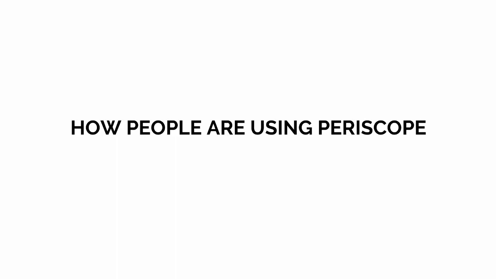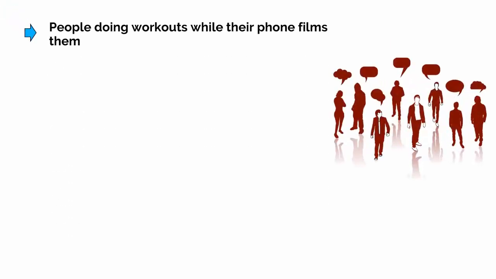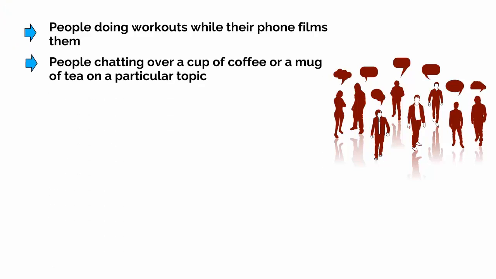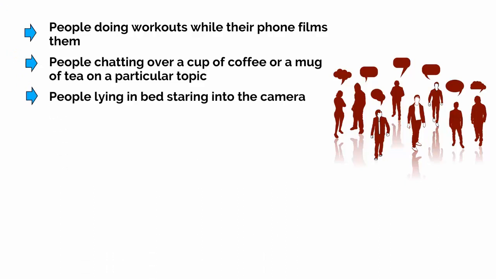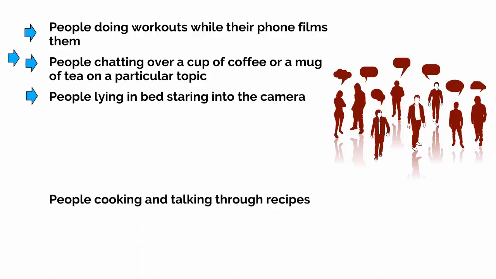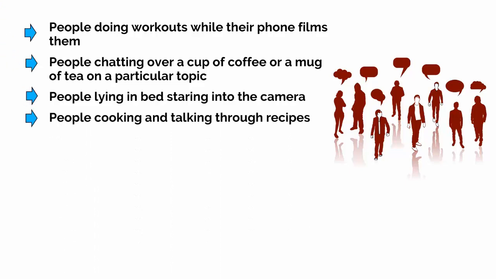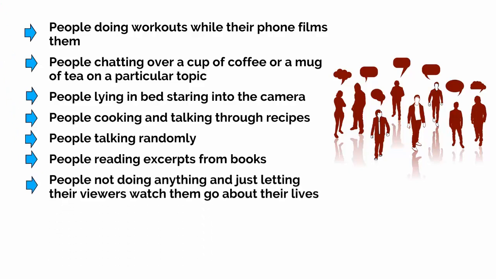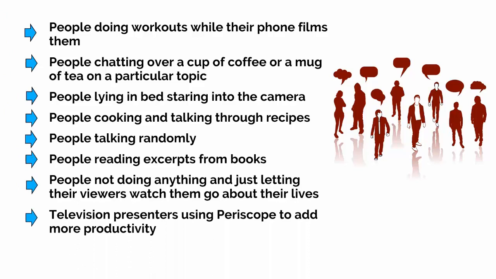So if you log into Periscope right now, what can you expect to see? Really, there's quite a huge variety at the moment. Common videos include people doing workouts while their phone films them, people chatting over a cup of coffee or a mug of tea on a particular topic, people lying in bed just staring into the camera, people cooking and talking through recipes, people talking randomly, people reading excerpts from books, people not doing anything and just letting their viewers watch them as they go about their lives, television presenters using Periscope to add more productivity, and a whole lot more.